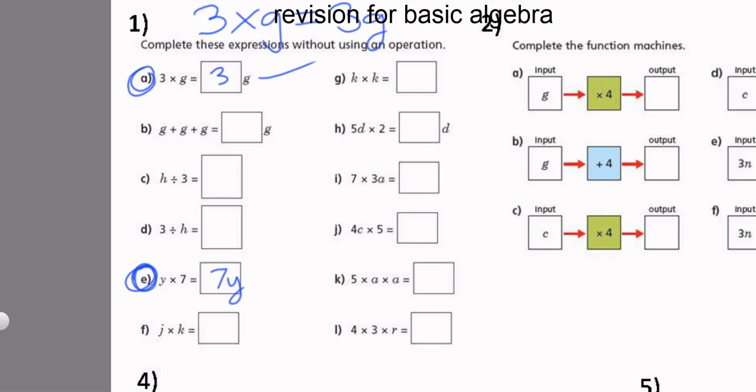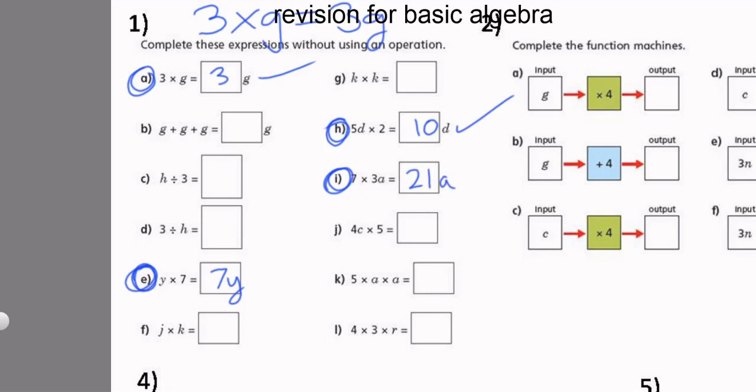Let's try question H. This one over here. 5d times 2. Well, 5 times 2 is 10, 10d. The answer is 10d right there. Next one. Let's try this one here. 7 times 3a. Well, 7 times 3 is 21. And don't forget the letter a. The times symbol has disappeared.